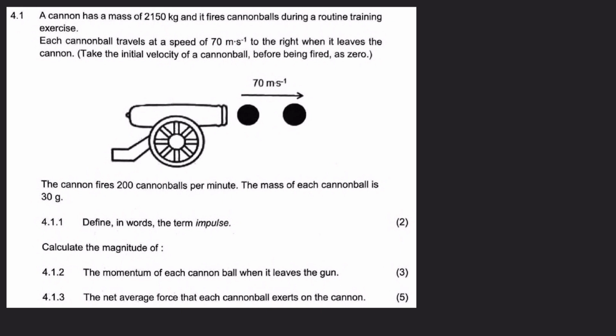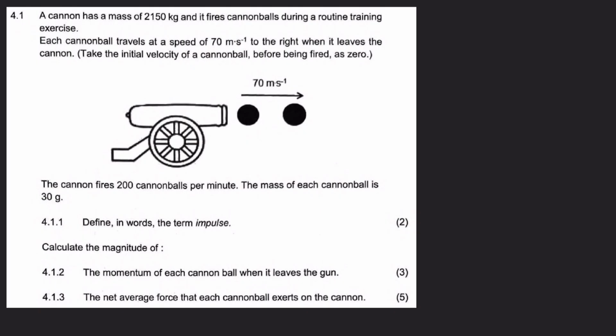A cannon has a mass of 2,150 kilograms and it fires cannonballs during a routine training exercise. Each cannonball travels at a speed of 70 meters per second to the right when it leaves the cannon. Take the initial velocity of a cannonball before being fired as 0. They've given us a nice diagram and the velocity once it leaves, all well and good. The cannon fires 200 cannonballs per minute. The mass of each cannonball is 30 grams.